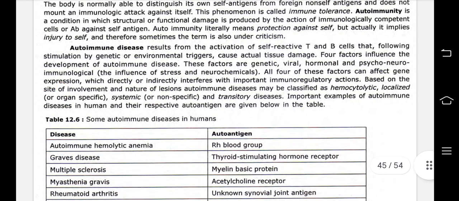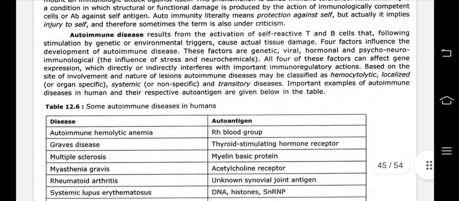And then autoimmune disease results from the activation of self-reactive T and B cells that, following stimulation by genetic or environmental triggers, cause actual tissue damage. Four factors influence the development of autoimmune disease. These factors are genetic, viral, hormonal, and physico-neuroimmunologic.